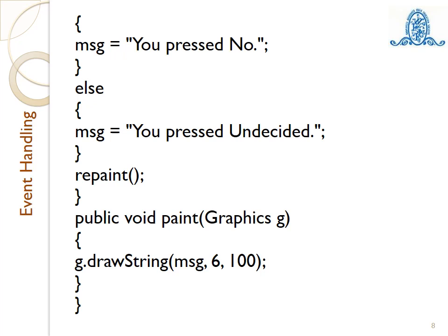Now next, here the paint method is defined, where the drawString method is used to display the message value at location 6,100. So this is the program which is used to handle the action event, where the source is a button.